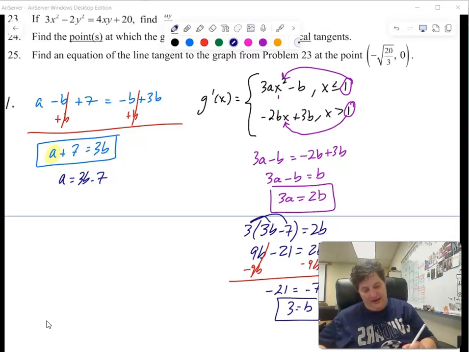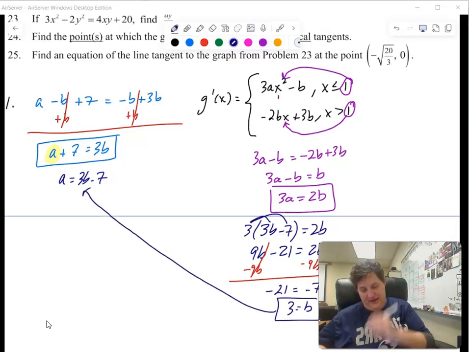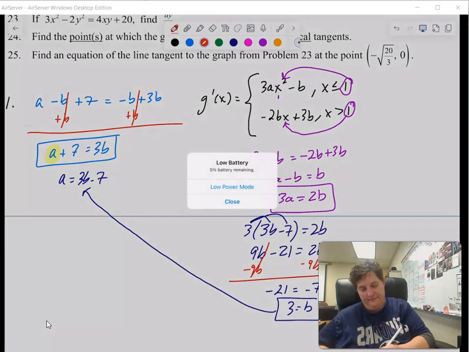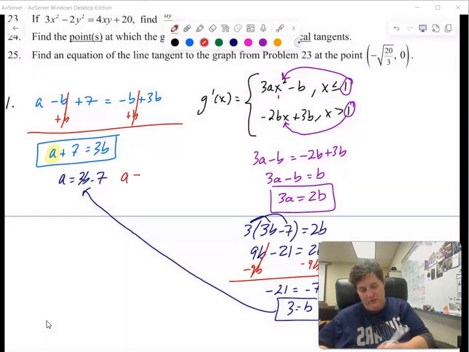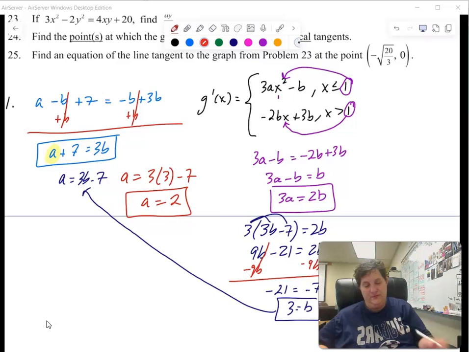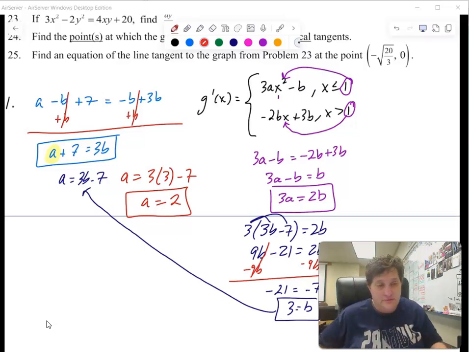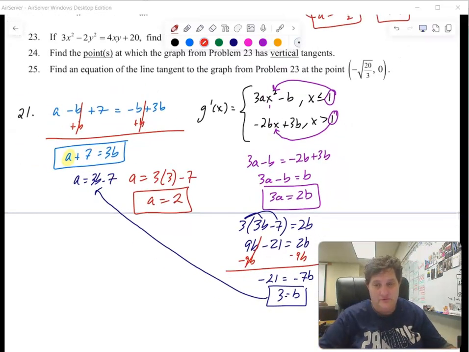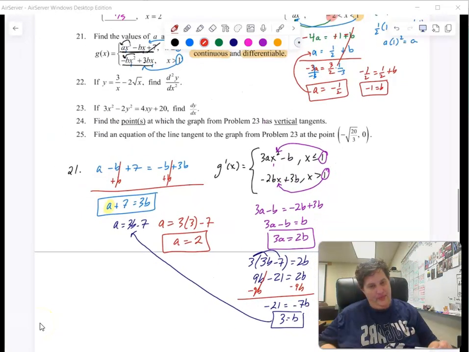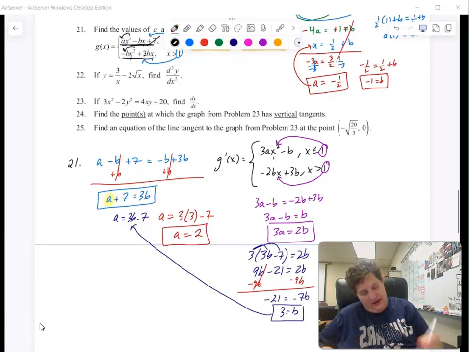And I can really go back up to any of my equations, but that's honestly probably the easiest one. Okay, a is 3 times 3 minus 7. So 9 minus 7, a is 2. So if a is 2 and b is 3, this will be continuous and differentiable. All right, amazing. Let's get these next couple of questions out of here. I think I'm going to have to write them down here.